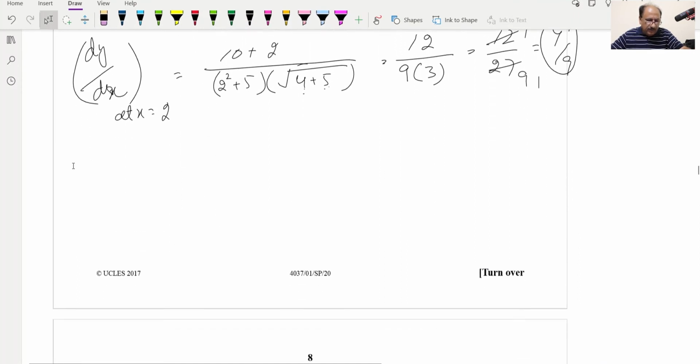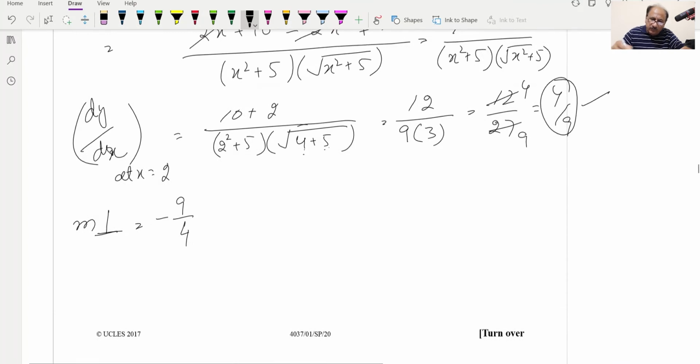Now after finding the gradient at 2, we will find the gradient of the normal, the perpendicular, which will be equal to the reciprocal and change sign. Instead of 4 by 9, we will take the reciprocal and change sign. So minus 9 by 4.